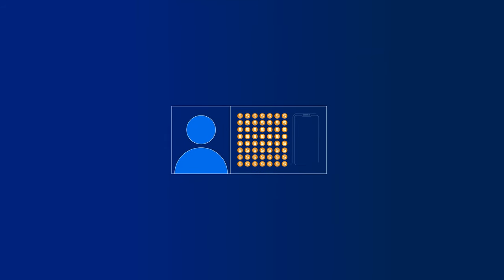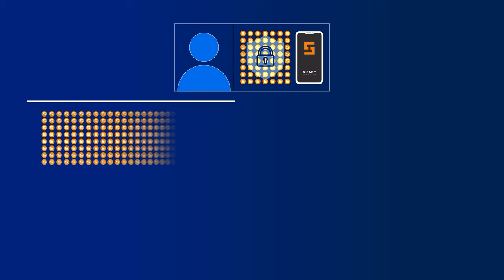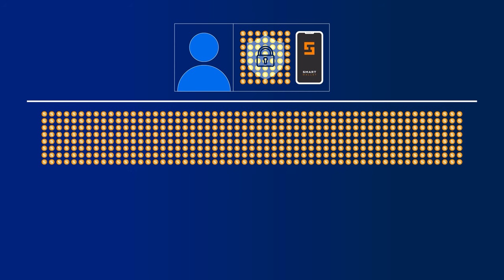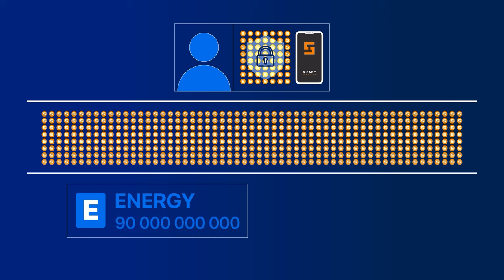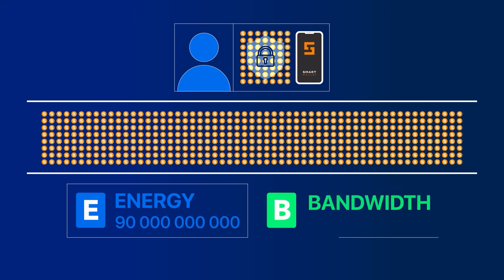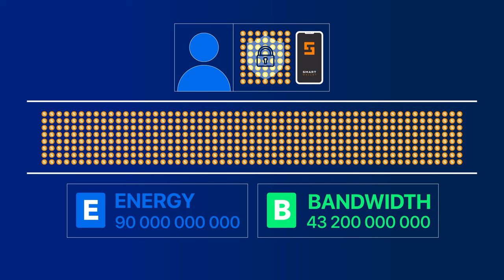The calculation is done according to the following formula. The number of your smart coins staked for a resource is divided by the total number of coins staked for that resource in the network and multiplied by the daily limit. The current daily limit for the energy resource is 90 billion units of energy, and for bandwidth, it's 43,200,000,000 units.